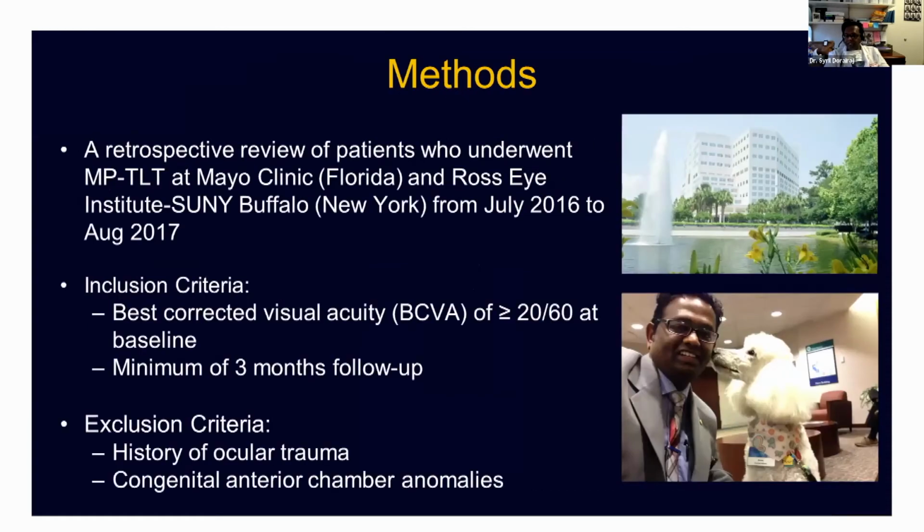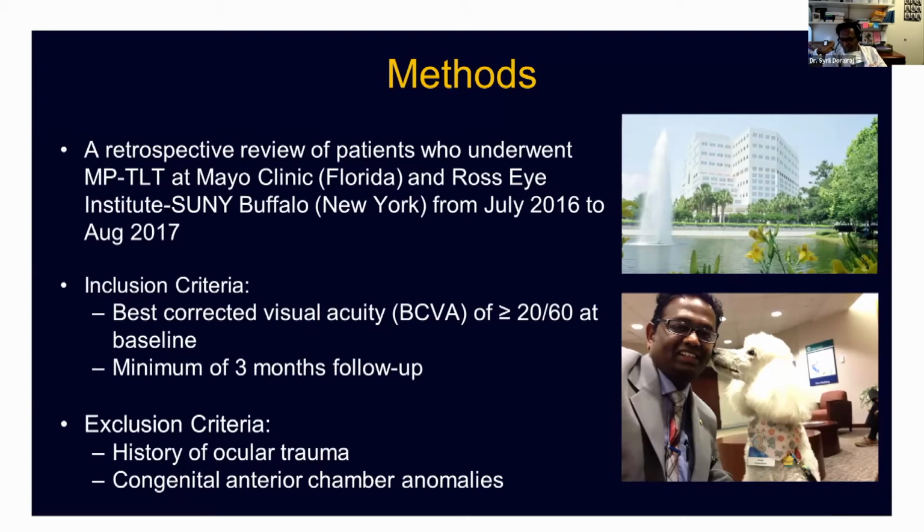So me and Sandy from sunny Buffalo wanted to come up with this project. We enrolled patients who had best corrected visual acuity better than 20/60 and a minimum follow-up of at least 3 months. Patients with a previous history of ocular trauma or congenital chamber abnormalities were excluded. This is my institution, and this is one of my colleagues.